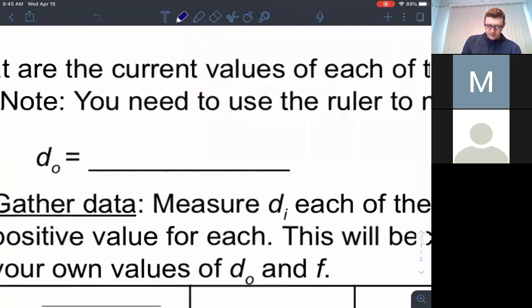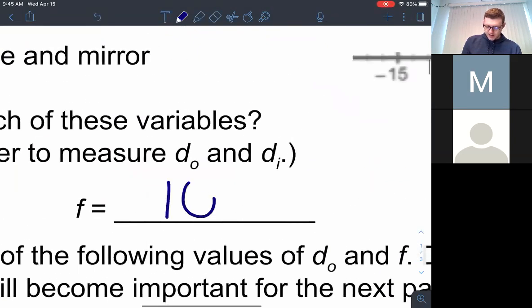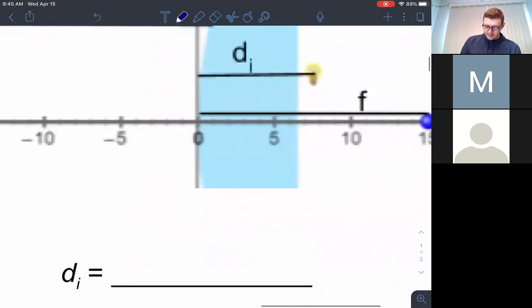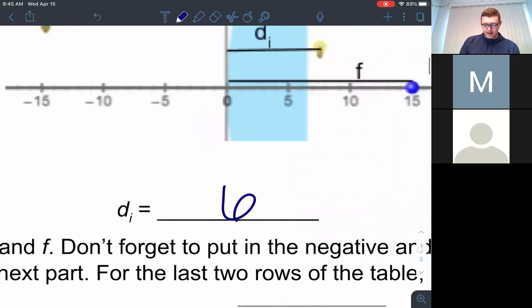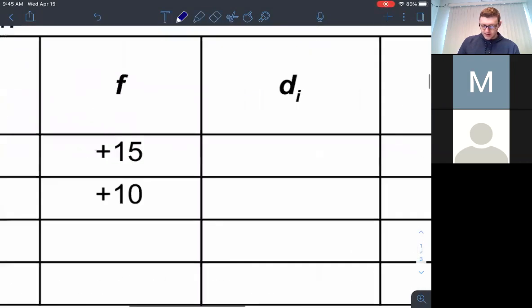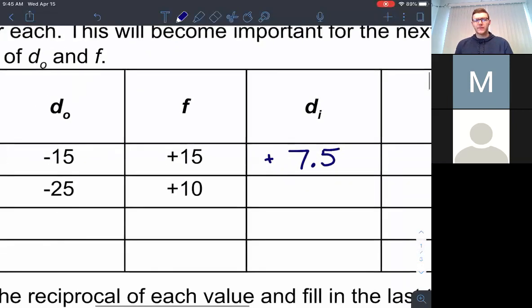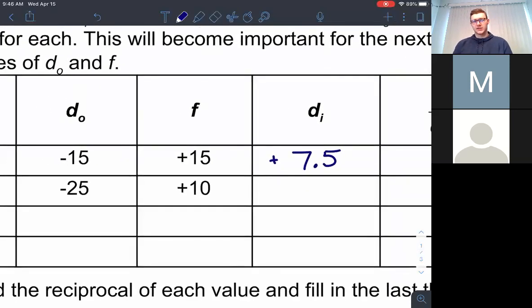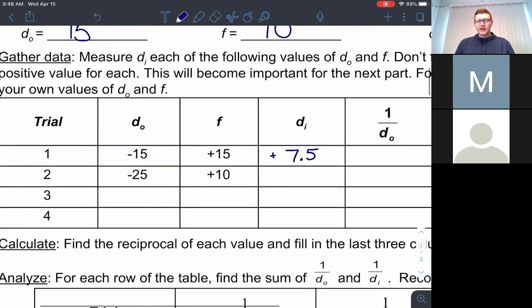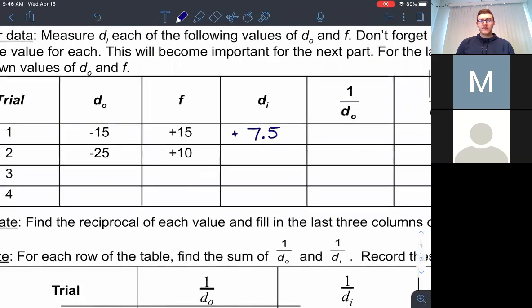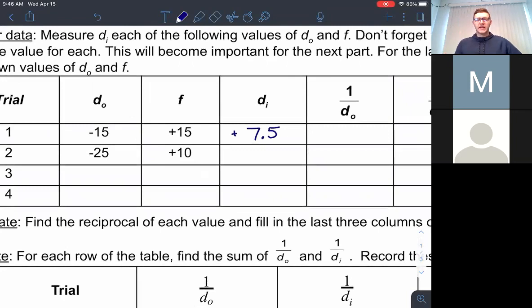So we have this one we did before. We said this was 15, this one was 10, and this one was 6, correct? All right. Then we just did trial 1, and we found out that this DI is going to be 7.5. It was a positive 7.5, if we want to put the plus sign, or if you remember that positive doesn't need a symbol, either way. Now the next step is to find the 1 divided by DO. So we're going to put 1 over DO in a calculator.